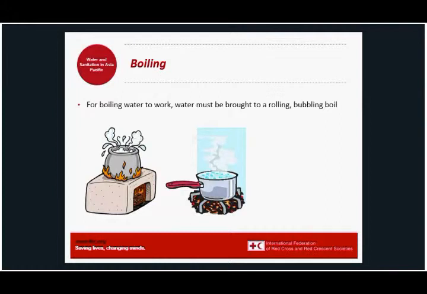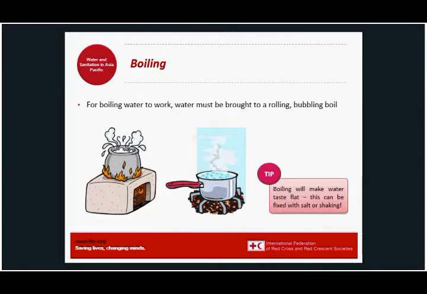However, the disadvantages are that it takes a kilogram of firewood to boil 1 liter of water for 1 minute. Therefore, it shouldn't be promoted in areas where wood is scarce. Boiling also has no residual effect. Therefore, improper storage can lead to recontamination, and boiled water should be stored safely and used within a few days. Boiling also makes water taste flat or tasteless. A tip to remedy this would be to shake the water in a bottle or add a pinch of salt for each liter of water boiled.